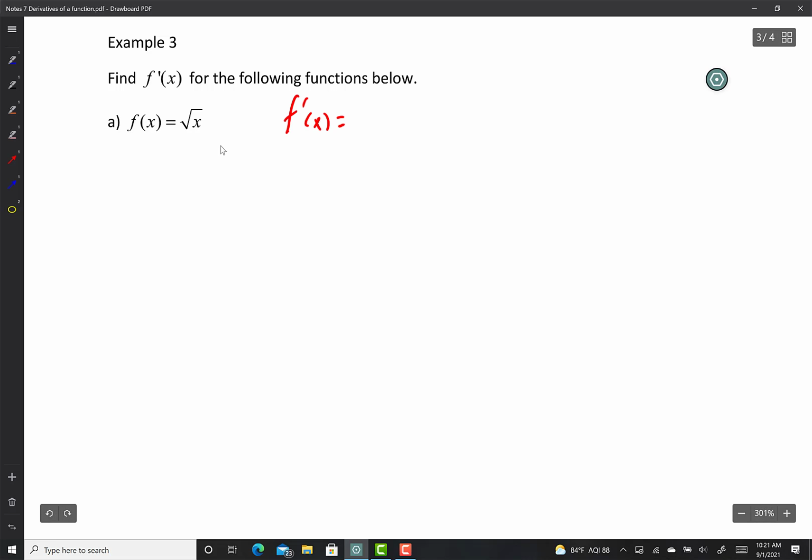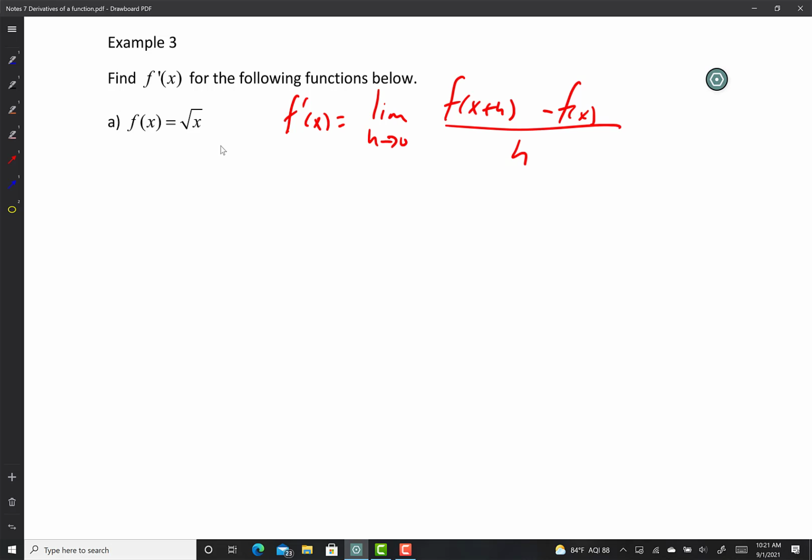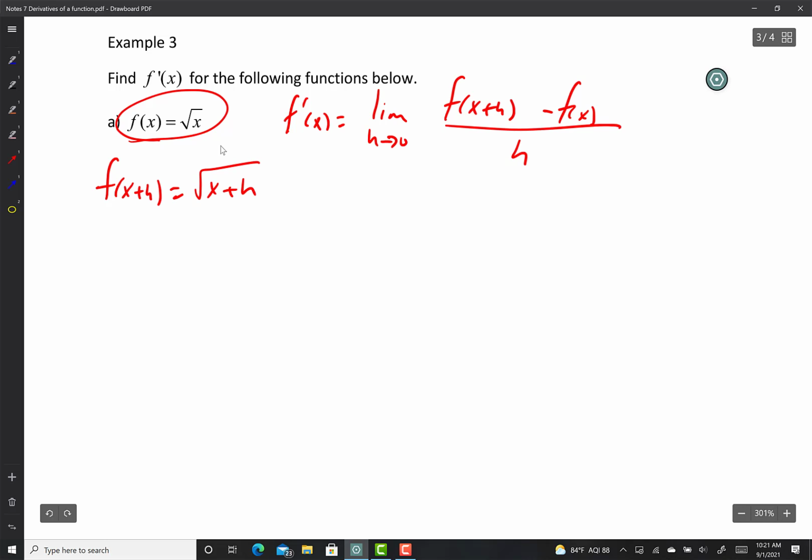F prime of x is equal to limit as h approaches 0, f of x plus h minus f of x over h. I think by now everyone has that memorized pretty much. That's the calculus part. Now comes the algebra part. F of x is square root of x. Let me write f of x plus h equals square root of x plus h. And that's it. You can't do anything about that. So here we go. I'm going to write f prime of x equals limit as h approaches 0, square root of x plus h minus square root of x, over h.